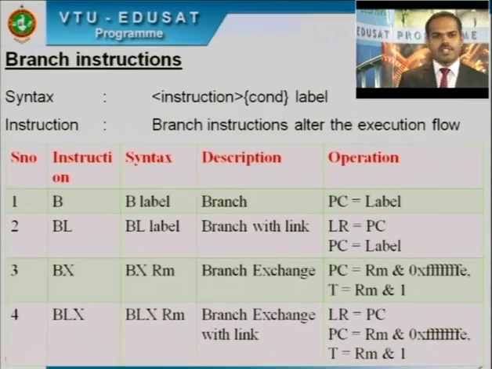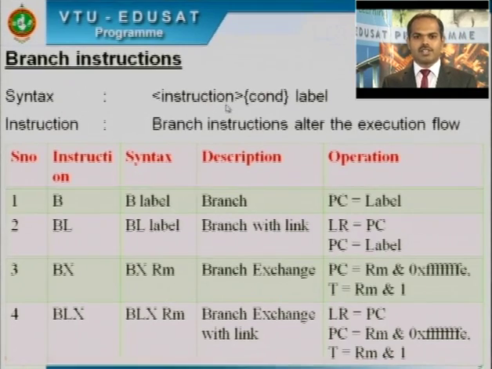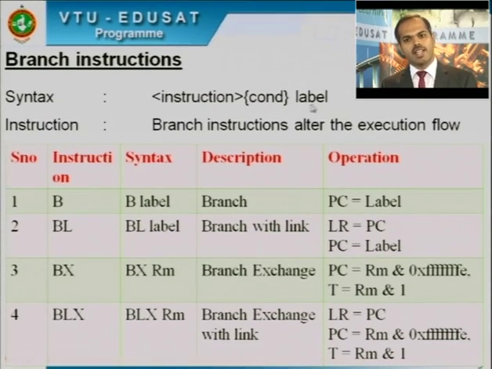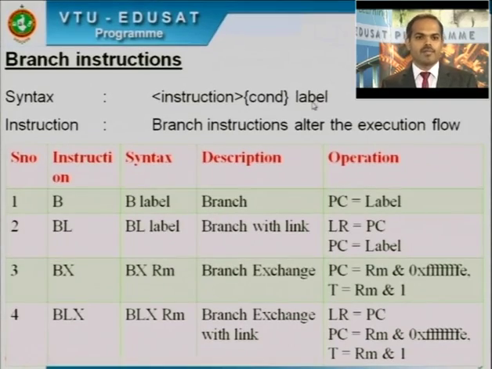The next instruction set is the branch instruction. Branch instructions are one of the most important instructions. Look at the syntax: instruction followed by condition and then label. Label, or in some of the examples it can also be Rm, a register value. We will come to that point. What exactly does a branch instruction do?